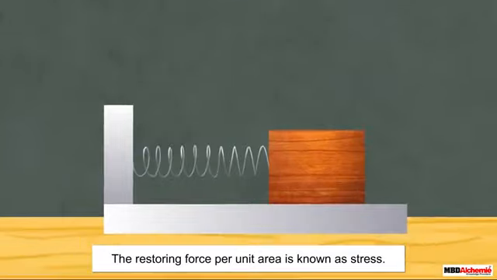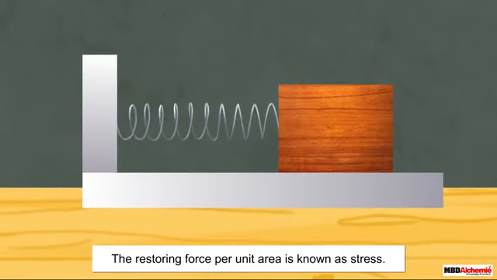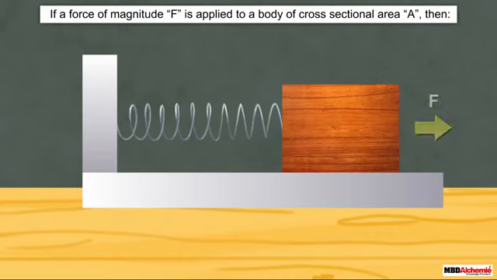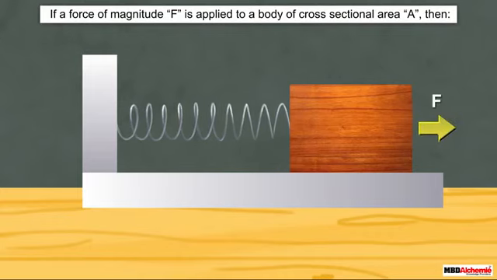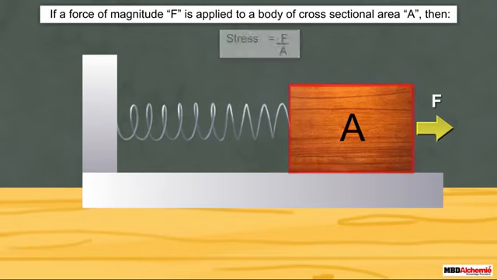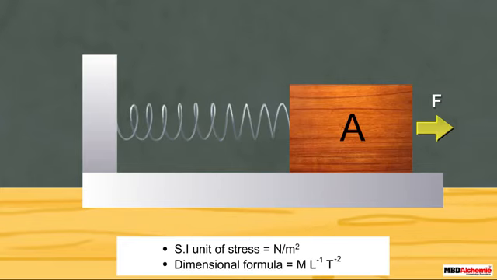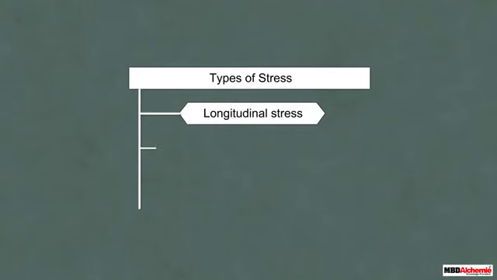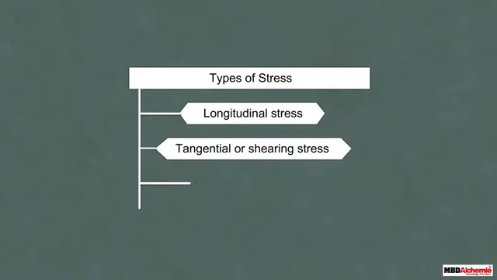The restoring force per unit area is known as stress. For example, if a force of magnitude F is applied to a body of cross-sectional area A, then the stress will be F by A. The SI unit of stress is Newton per meter square and its dimensional formula is ML^-1 T^-2. Stress can be classified into three types, that is longitudinal stress, tangential or shearing stress, hydraulic stress. Let's understand them in detail.